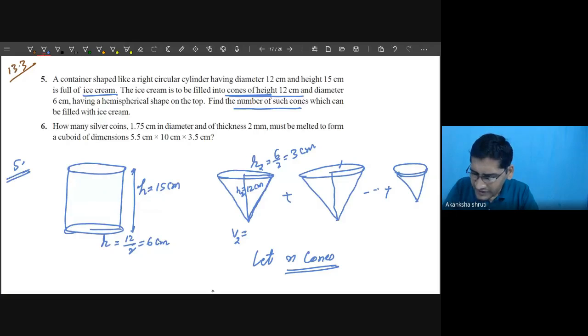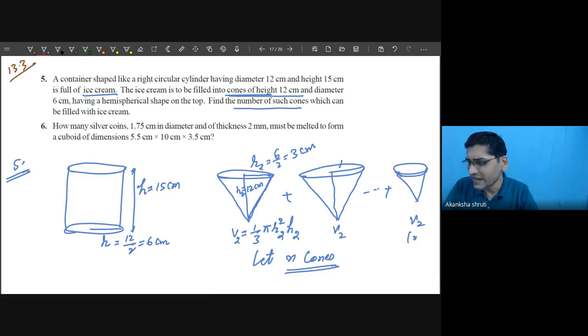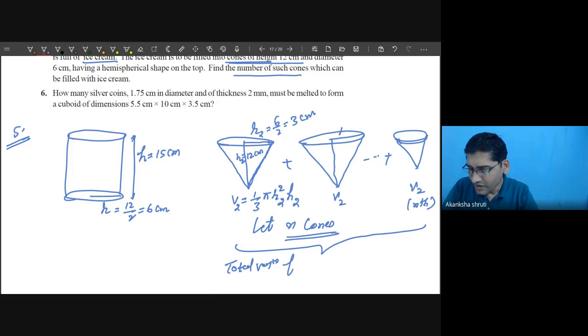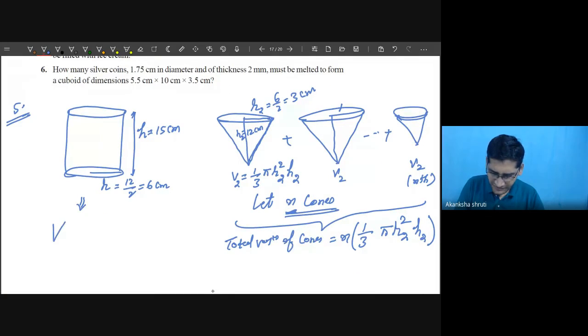For one cone, the volume is calculated by 1/3 of pi, radius of this cone R2 squared, into the height of this cone H2. Each of these has the same volume. Okay, same V2, but this is the nth one. So what is the total volume of the cones? The same volume is occurring n times, so it becomes n times 1/3 of pi R2 squared into H2. Okay, it is this one. Now what is the volume of this cylinder?